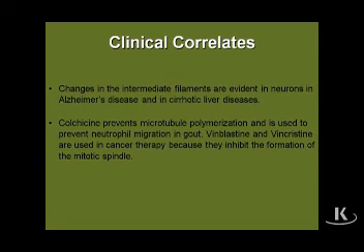All right, one of the things that affects intermediate filaments, which is particularly relevant in the nervous system, is Alzheimer's dementia. But we also see it in cirrhotic liver diseases as well, that basically are caused by initially changes in the intermediate filaments. Colchicine prevents microtubule polymerization and is used to prevent neutrophil migration in gout. And there also are elements, vinblastine and vincristine, that are used in cancer therapy because they inhibit the formation of the mitotic spindle of dividing cancer cells.